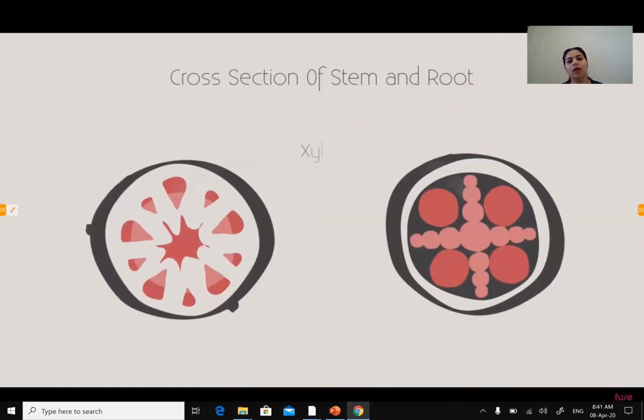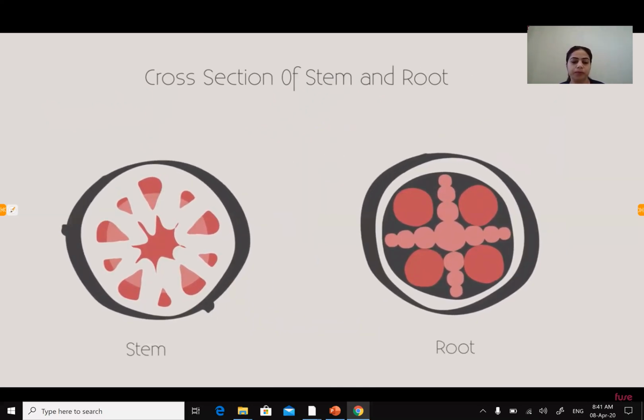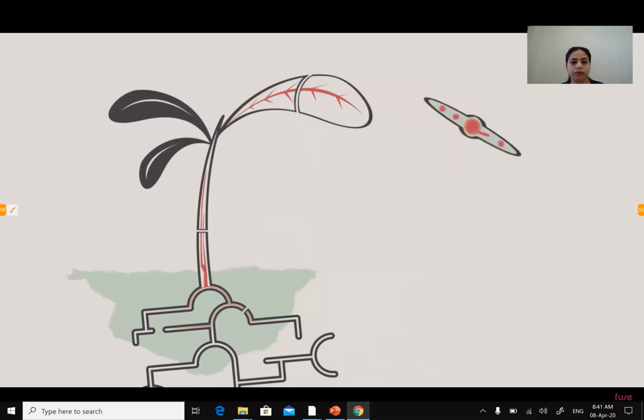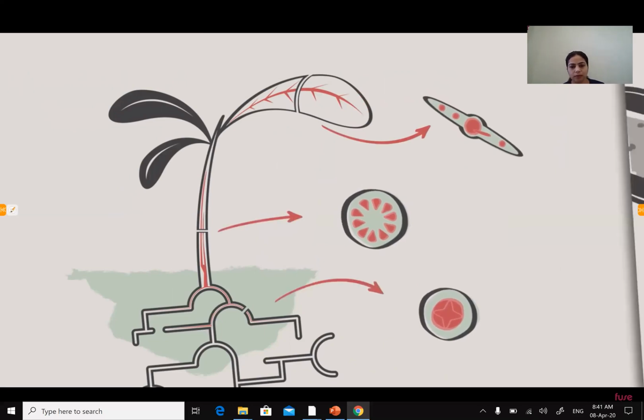Here are the xylem and here is the phloem. Notice the arrangement of the xylem and the phloem is different in the stem and the roots. The xylem and the phloem are found in groups called vascular bundles, and the position of these bundles changes for different parts of the plant.